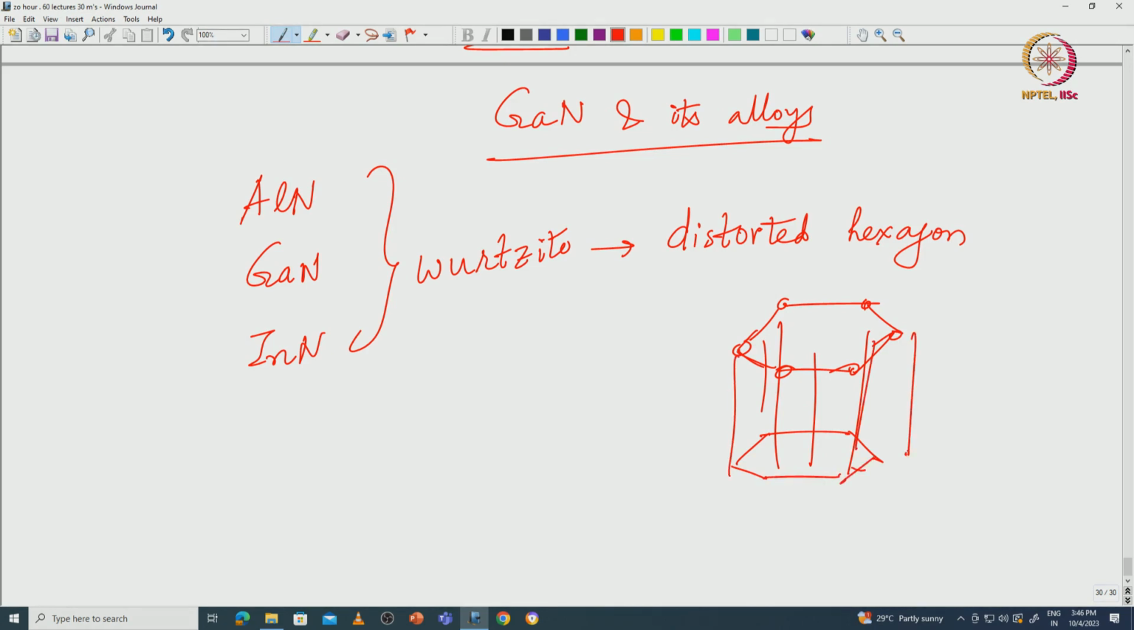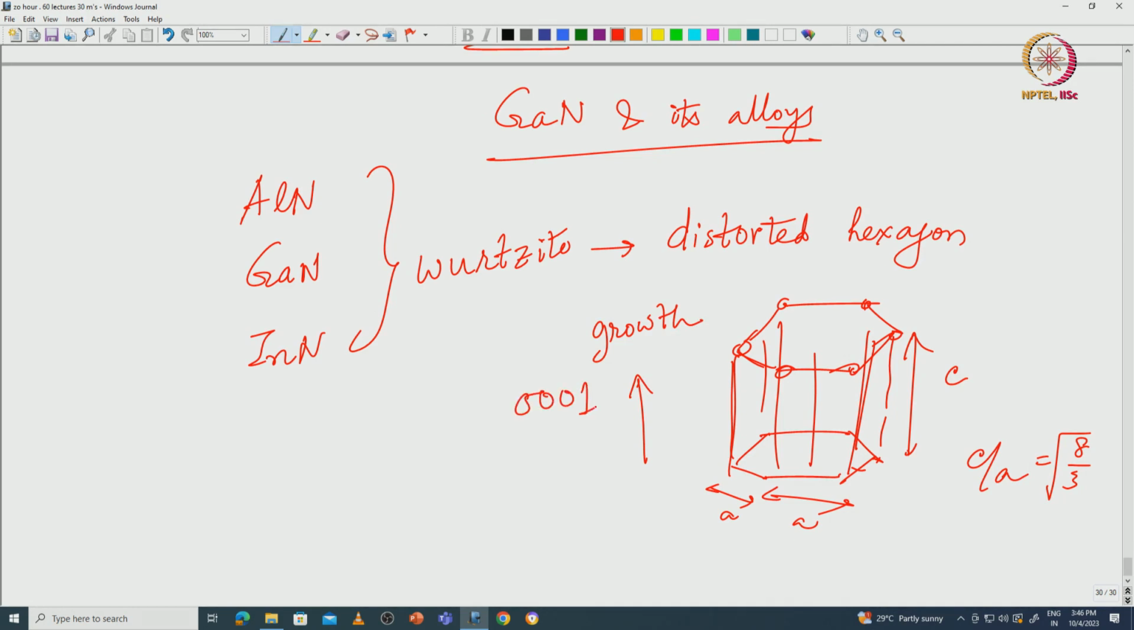there is a lattice constant along this direction called C. The C lattice constant is in the vertical direction and the A lattice constant is in the lateral direction. So the C by A ratio for a perfect hexagon is the square root of 8 by 3. In the case of the gallium nitride crystal, it is slightly distorted compared to the square root of 8 by 3. So it is a distorted hexagon, okay. This direction is the direction in which the material is grown, and this is the Z direction, and this is typically called 0 0 0 1, okay. The 1 stands for the C essentially. So it is the 0 0 0 1 direction in which this is typically grown, okay.